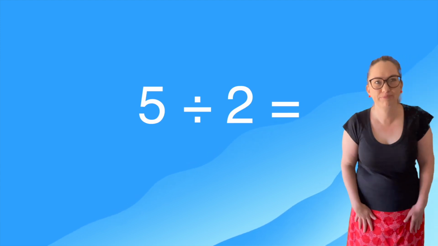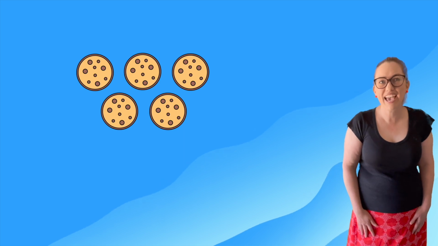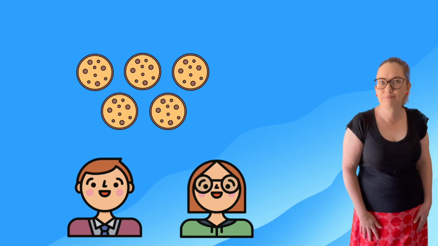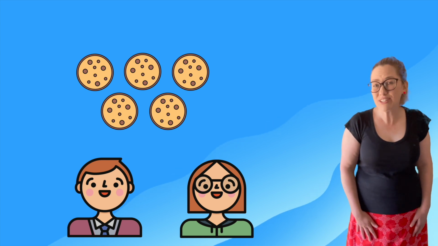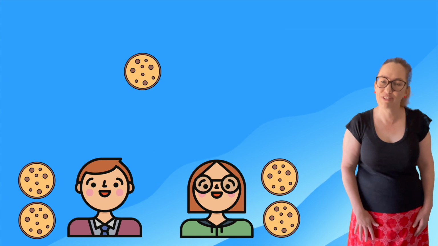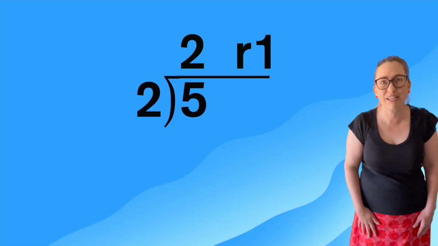We'll start off with a simple one. 5 divided by 2. Let's say we have 5 chocolate chip biscuits and we're sharing them between 2 people. Each person would get 2 biscuits each, and there's 1 biscuit left over. So in our answer section we have 2 remainder 1.